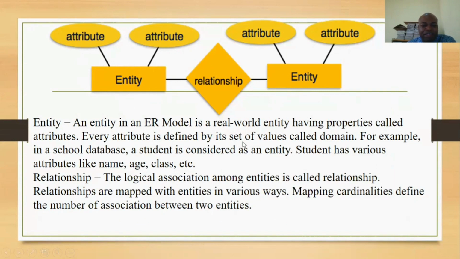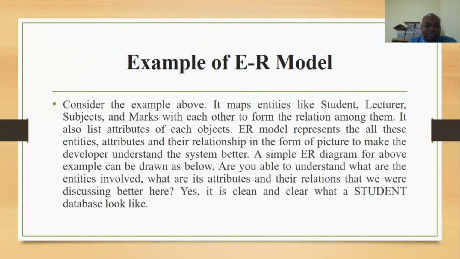Every attribute is defined by a set of values called the domain. For example, in a school database, a student is considered an entity. A student has various attributes like name, age, class. When we talk about relationships, they are just the logical associations among entities. Relationships are mapped with entities in various ways. Mapping cardinality defines the number of associations between two entities. So we'll be looking at what is called cardinality: the number of associations that exist between two entities.